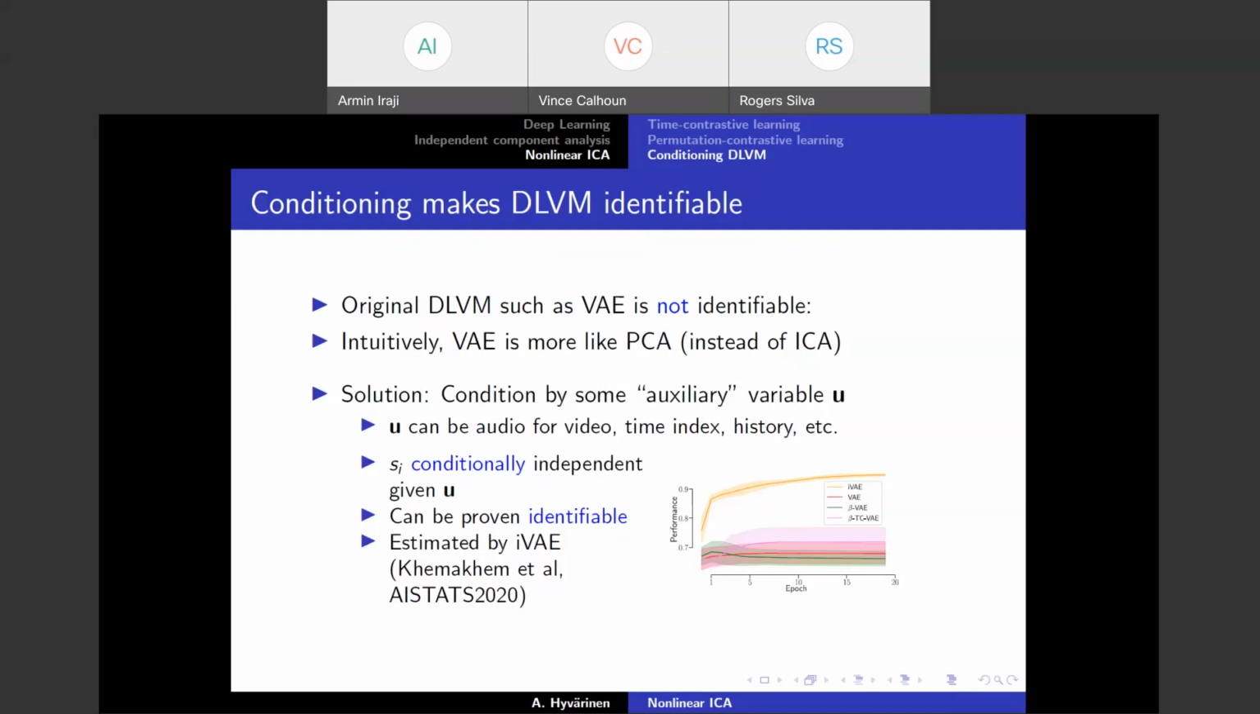This figure shows performance on the left-hand side, which means basically how well we recover the original independent components. We see that for our new method, IVAE, we get close to 1, while ordinary VAE and various variants of VAE which have been proposed all have, I think, a chance level performance there.